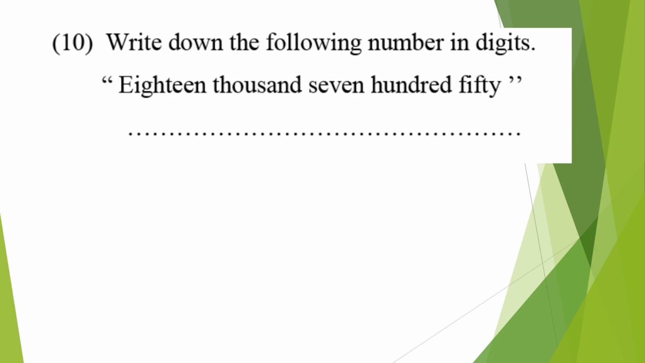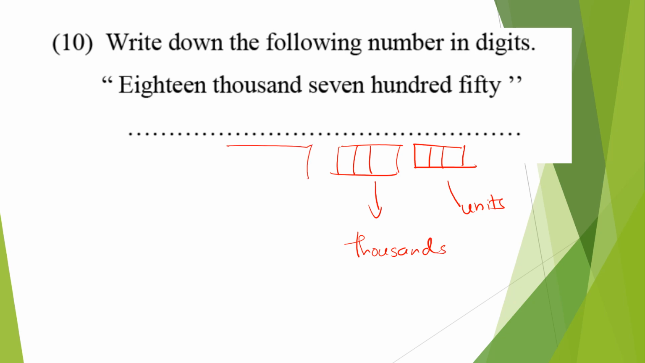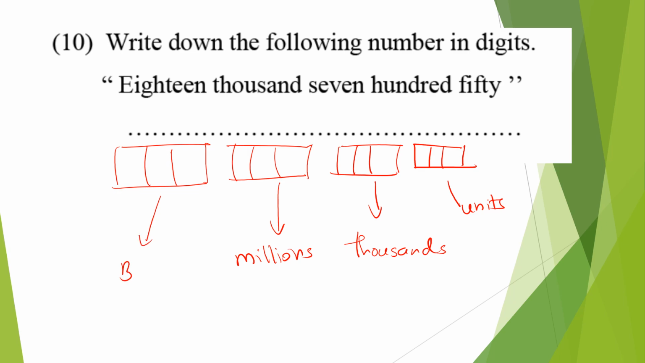Right. Write down the following number in digits: 18,750. So this is how we do this. You have the first three digits, these are units, right? And then you have the other three digits, these are thousands. And the next three digits are millions. And finally we get billions. These are the periods, right?